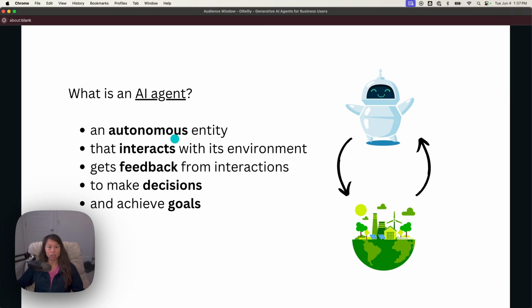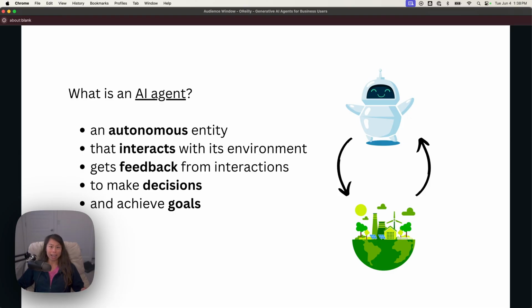You can think of an agent as an autonomous entity, meaning it operates without human intervention, that interacts with its environment, gets feedback from those interactions in order to make decisions and achieve goals. The key question distinguishing an agent versus a non-agent is this: can the AI autonomously get feedback from interactions with its environment in order to make better decisions? If yes, it's an agent. If not, it's not an agent.